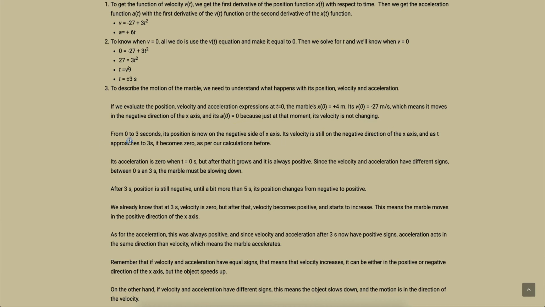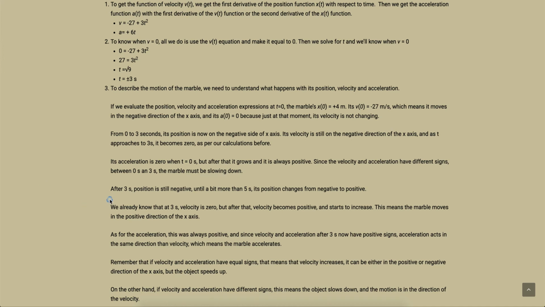From 0 to 3 seconds, its position is now on the negative side of the x-axis. Its velocity is still in the negative direction of the x-axis, and as t approaches 3 seconds, it becomes 0 as per our calculations before. Its acceleration is 0 when t equals 0 seconds. But after that, it grows and it is always positive. Since the velocity and acceleration have different signs between 0 and 3 seconds, the marble must be slowing down.